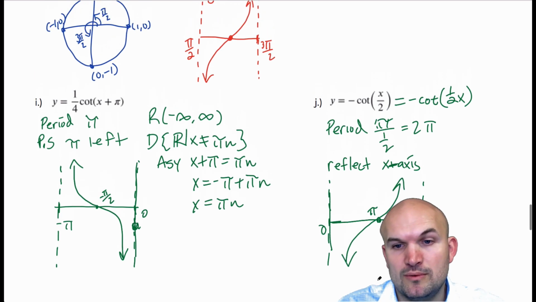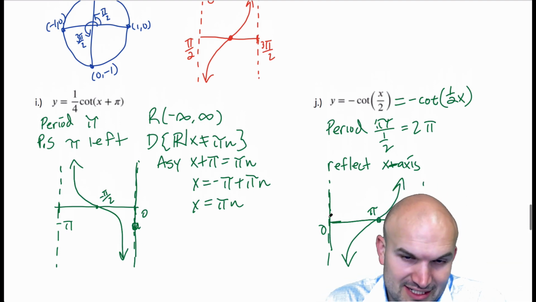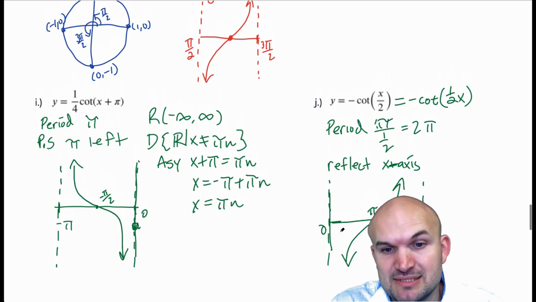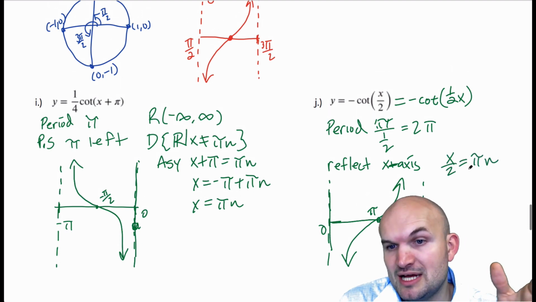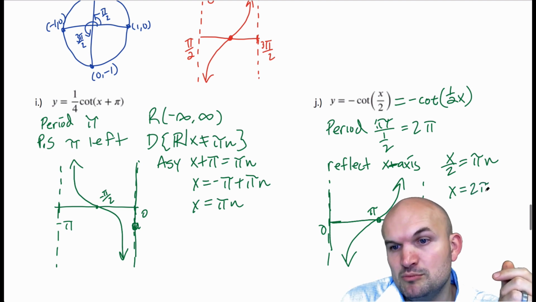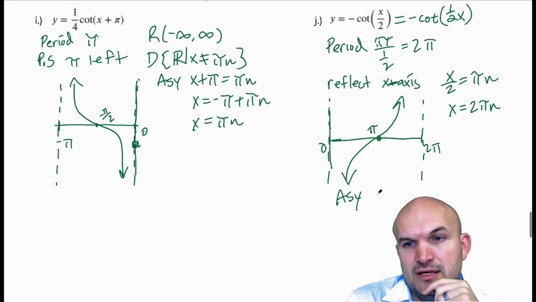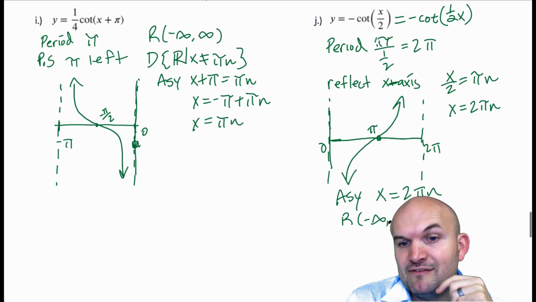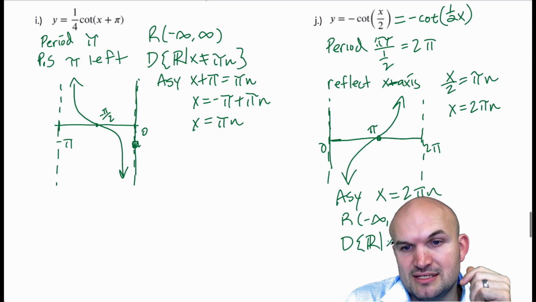Okay? So now we can also take a look at our asymptotes. You can see that the asymptotes are going to be 0 plus 2 pi n. But if you set x over 2 equals pi n, which is our original asymptote, then you'd still get the same answer when you multiply by 2 on both sides. So the asymptotes in this case are x equals 2 pi n. The range is still going to be negative infinity to infinity. And the domain is going to be all real numbers such that x cannot equal 2 pi n.